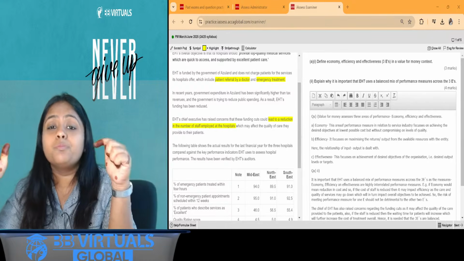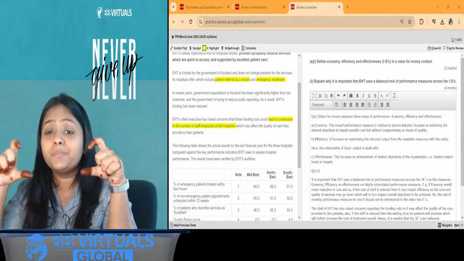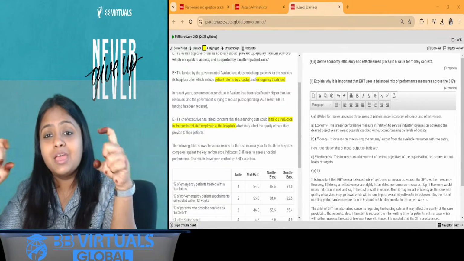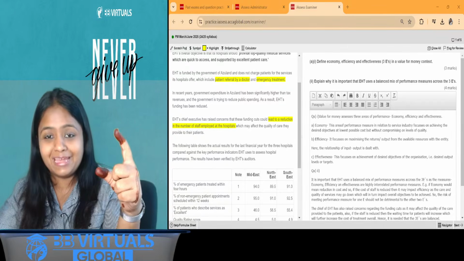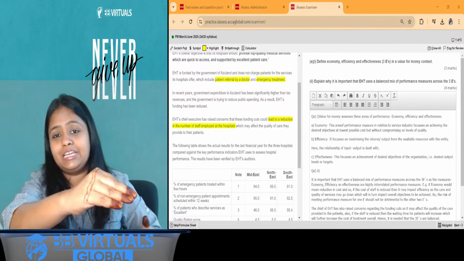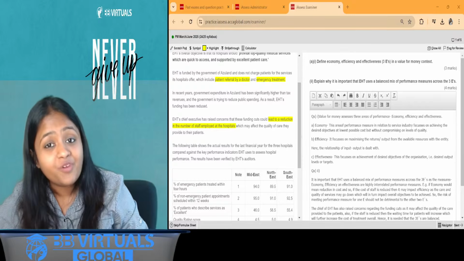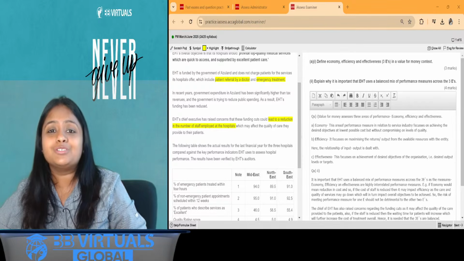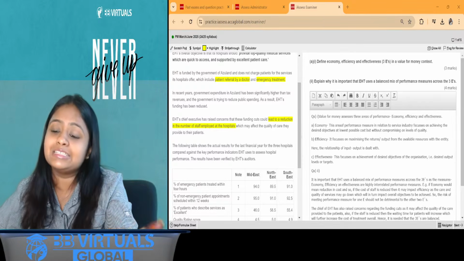That's all. Students who ask me, ma'am, how long should the answer be, how many paragraphs, 4 paragraphs, 2 paragraphs, 3 paragraphs, there are no paragraphs defined. You have to just make sure that you're writing what is asked in the question.